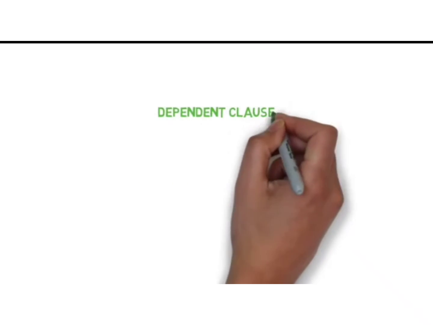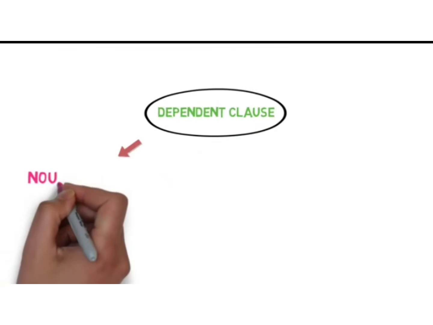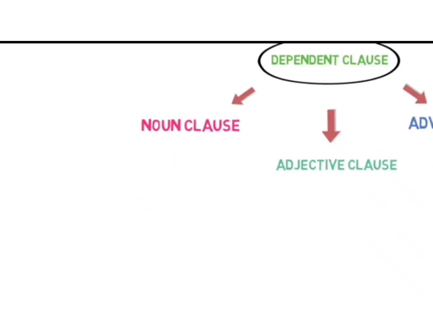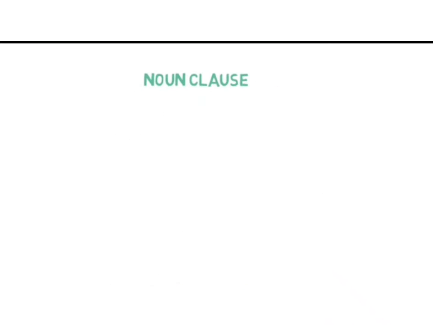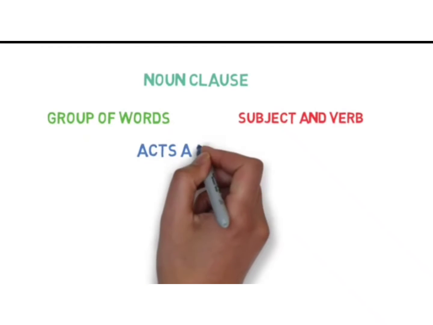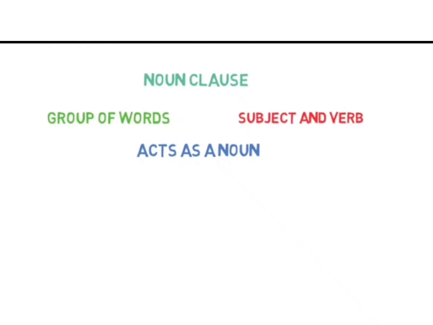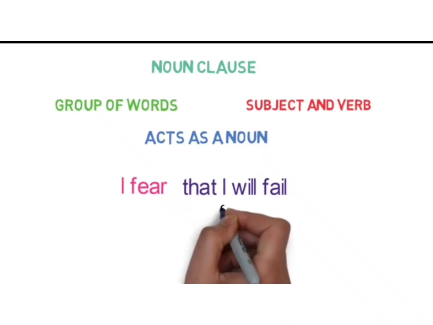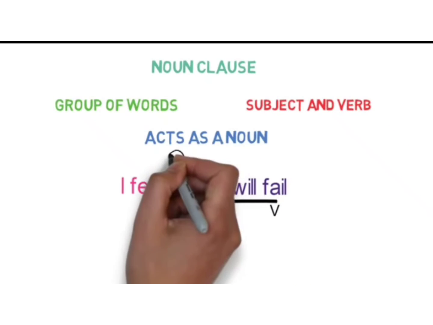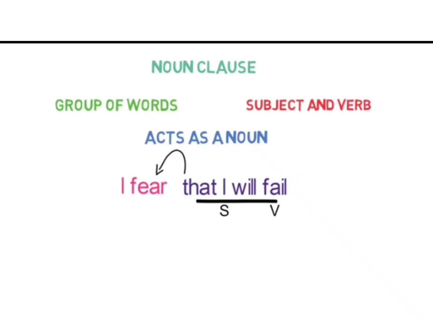Now, the dependent clause is divided mainly into three parts: noun clause, adjective clause, and adverb clause. Let's discuss each of them. So what is a noun clause? A noun clause is a group of words which has its own subject and verb and acts as a noun in the sentence. For example, I fear that I will fail. Here, that I will fail is a noun clause as it has a subject and a verb, and the whole clause is acting as the object of the verb. So it is a noun clause.